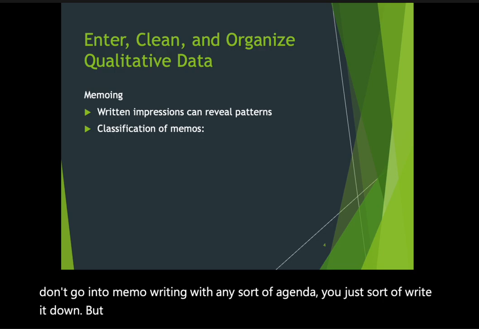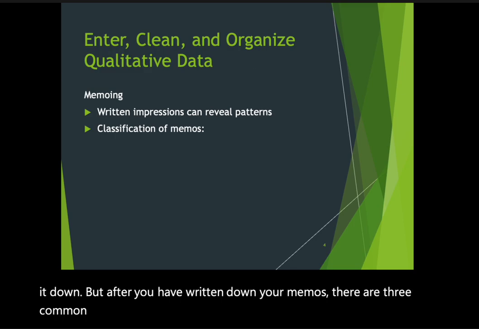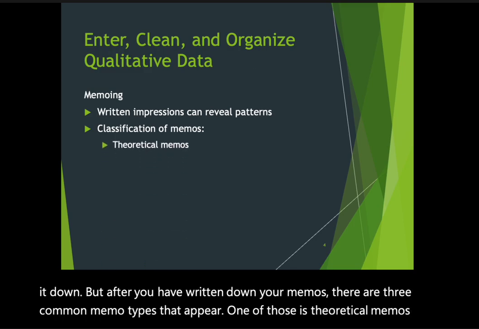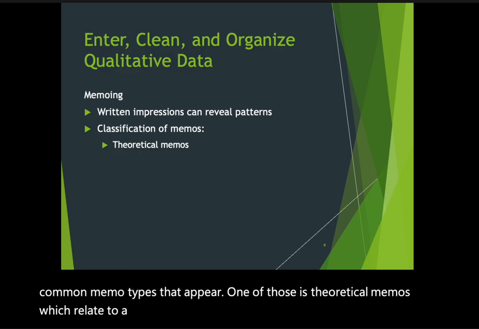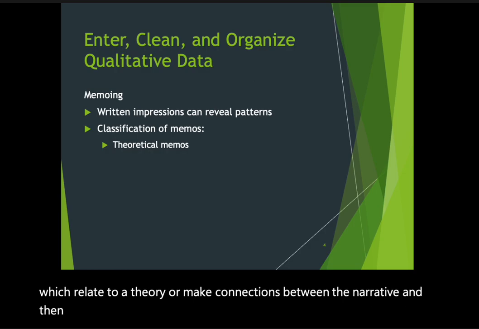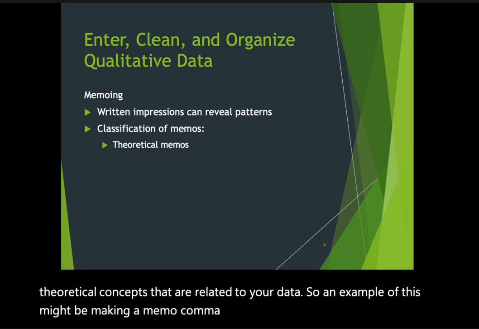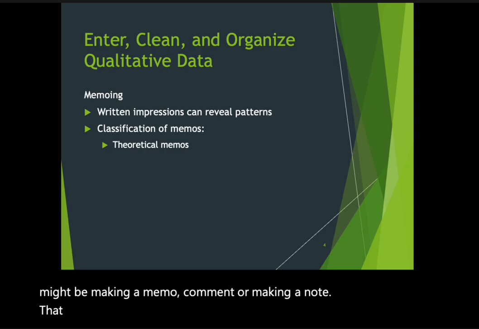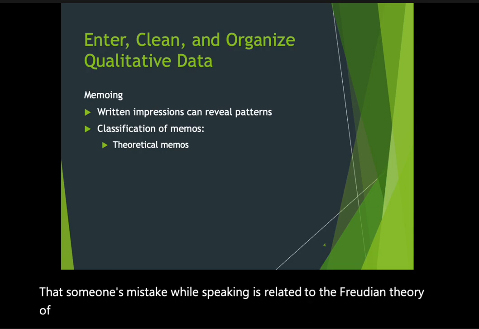But after you have written down your memos, there are 3 common memo types that appear. One of those is theoretical memos, which relate to a theory or make connections between the narrative and theoretical concepts that are related to your data. An example of this might be making a memo comment or note that someone's mistake while speaking is related to the Freudian theory of slips. So you're drawing a connection to theory.